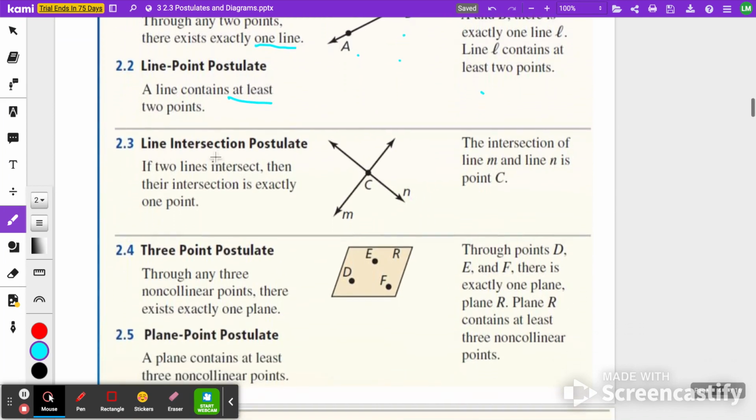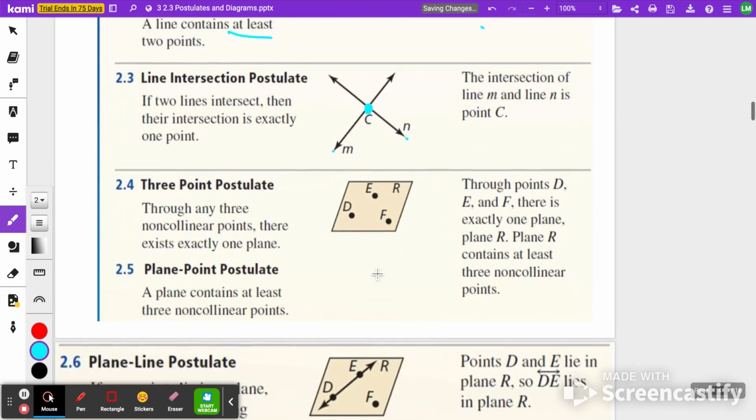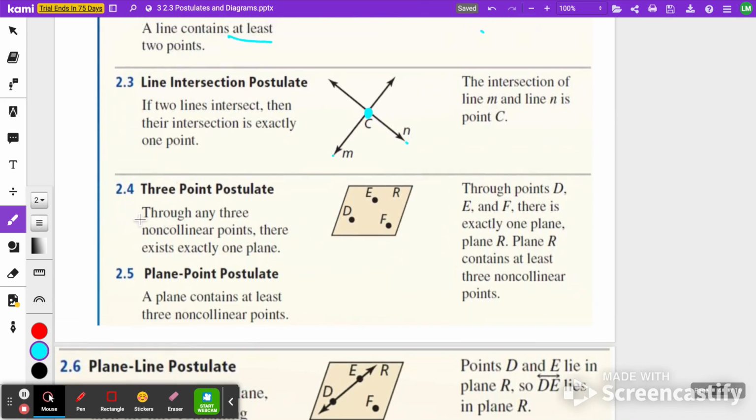2.3 is the line intersection postulate. If two lines intersect, then their intersection is exactly 1 point. So here we have line M and line N, and they are intersecting at point C. 2.4 talks about the 3-point postulate. Through any 3 non-collinear points, meaning not in a line, there exists exactly one plane. So if you're able to point out 3 points, like point D, E, and F, they are making one plane, and that is plane R.